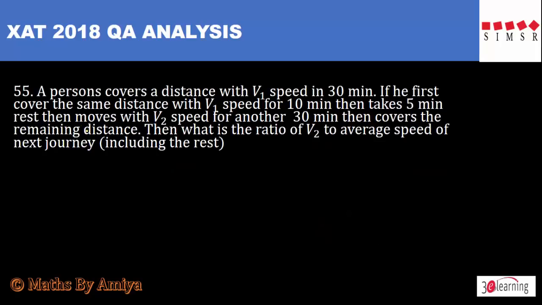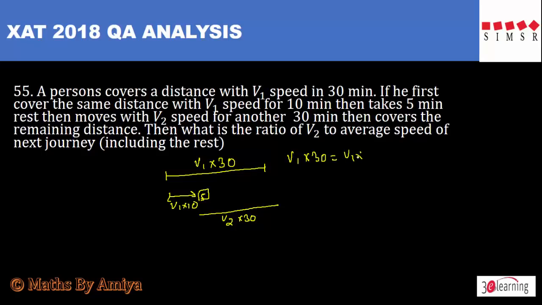Question number 55. I would say please pause the video and read the question. This is one of the best questions of XAT. Here we have a distance in which we have speed v1 for the 30 minutes, then we go with the speed v1 for the 10 minutes, then 5 minutes rest and cover this distance with v2 in another 30 minutes. So we know total distance is the same, so we can say v1 into 30 is equal to v1 into 10 plus 30 into v2. So this comes here, that is 20 v1 is equal to 30 v2. So we can say 2 v1 is equal to 3 v2, or the ratio of v1 upon v2 is nothing but 3:2.